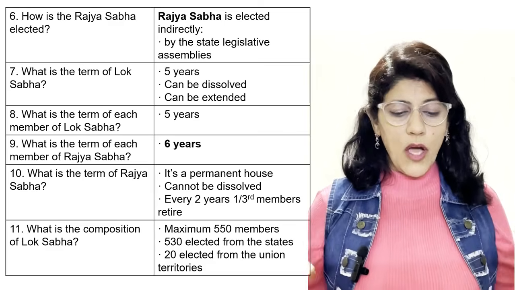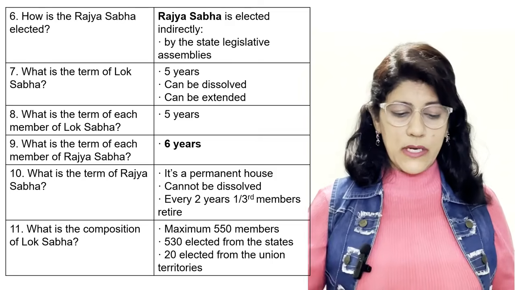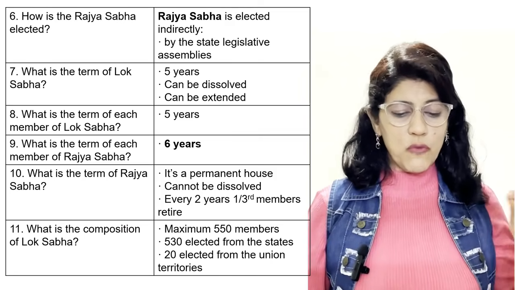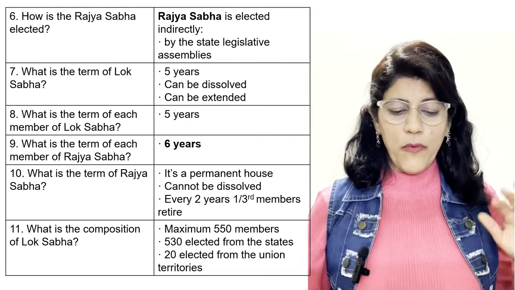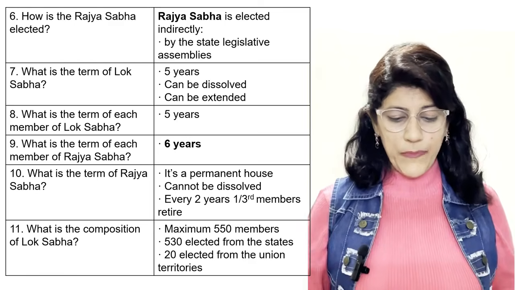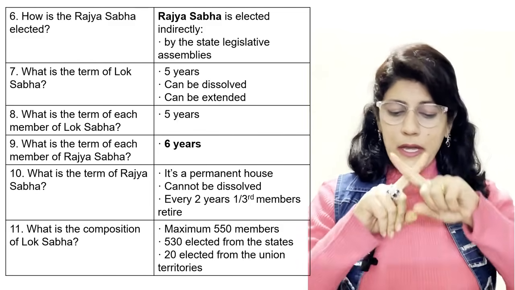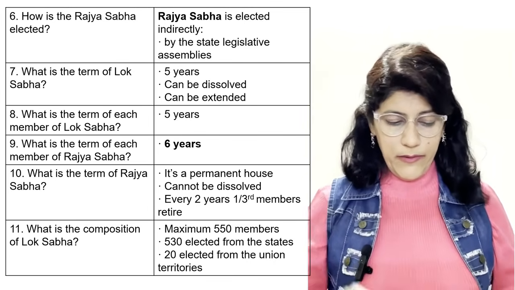Next, what is the term of Lok Sabha? 5 years, can be dissolved, can be extended. What is the term of each member of Lok Sabha? 5 years. What is the term of each member of Rajya Sabha? 6 years. What is the term of Rajya Sabha? It is a permanent house, cannot be dissolved. Every 2 years, 1/3 members retire.